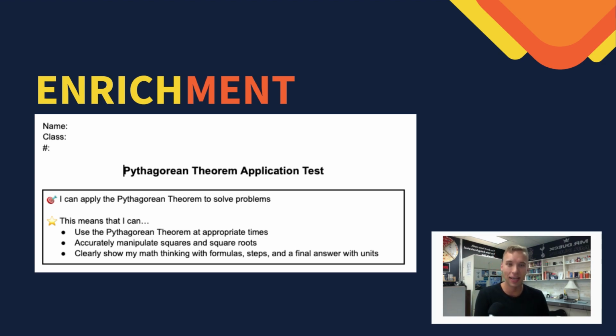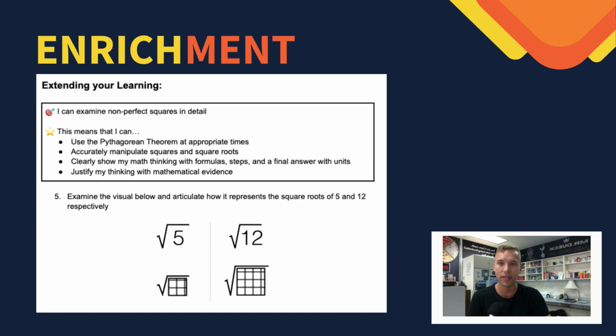But the test was about 4 questions long, and at the end there's a 5th question that looks like this. It says, I can examine non-perfect squares in detail. Examine. That's Bloom's analysis. And here it says, examine the visual below and articulate how it represents the square roots of 5 and 12. Non-perfect square roots require you to use analysis. It's beyond what we've been looking at with applying squares, square roots, in the Pythagorean theorem.